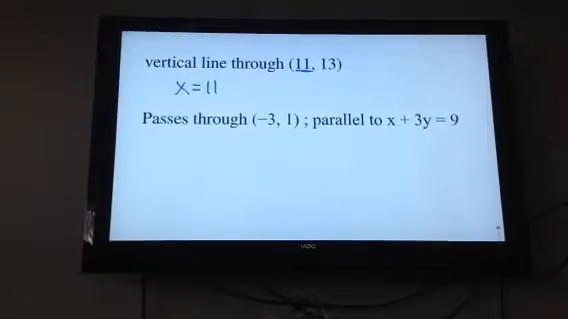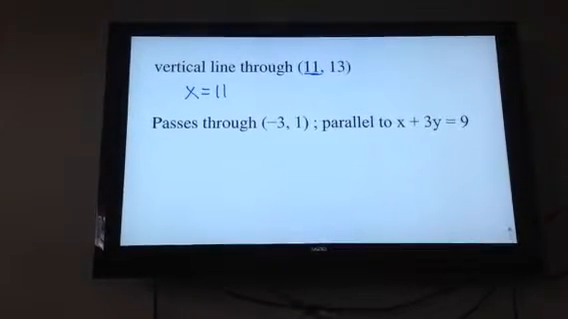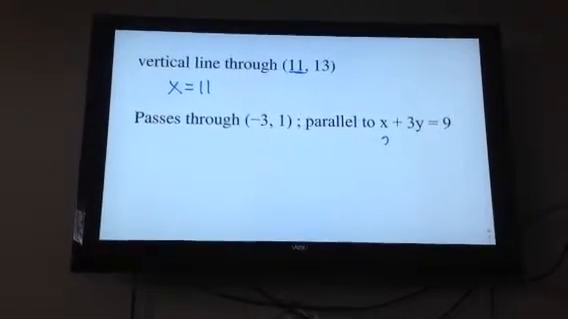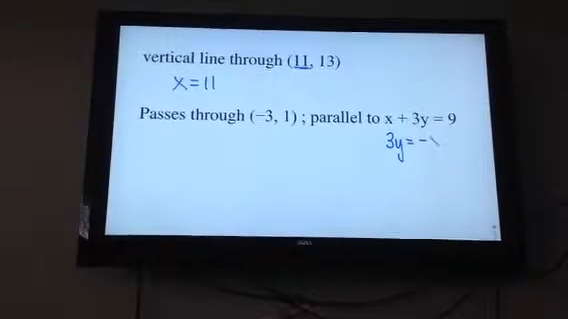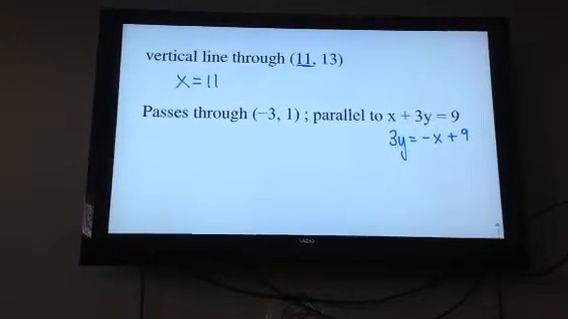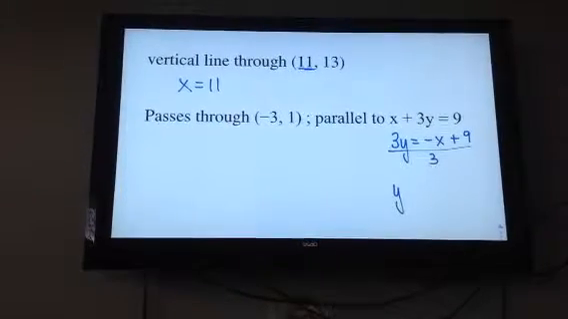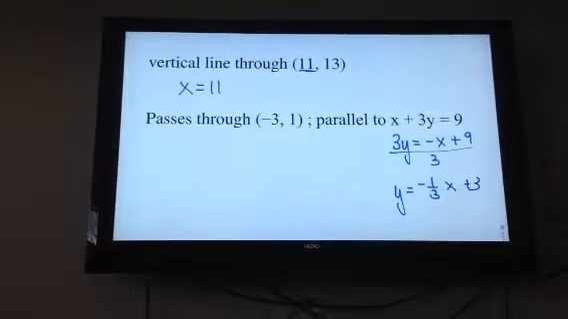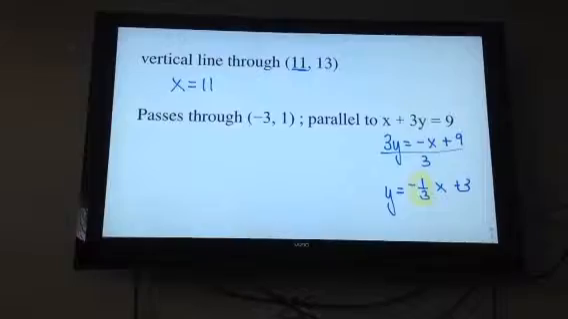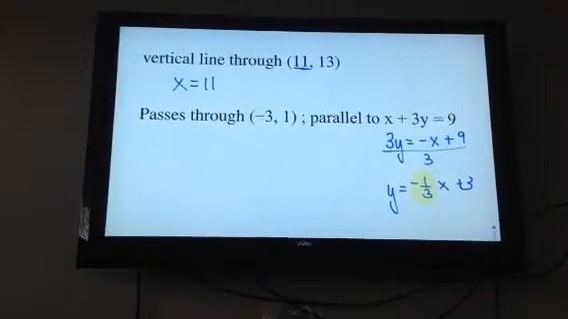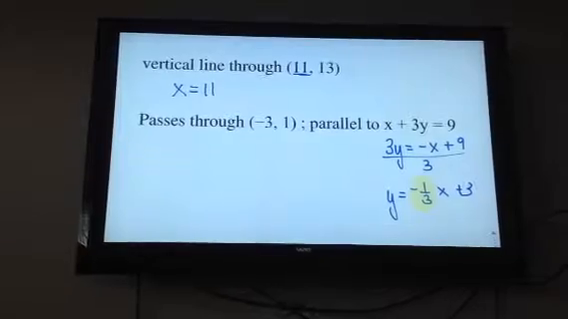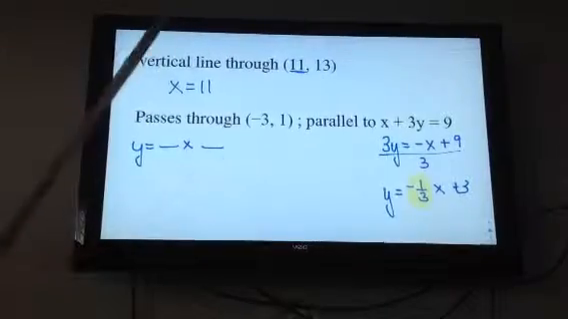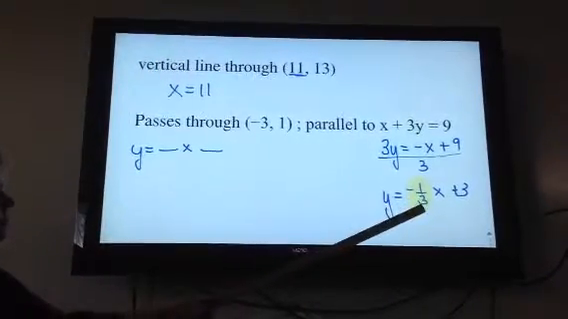To find the slope of an equation, you solve it for y, just like you did today on your assessment. So I solve it for y. Subtract the x. Divide everything by 3. And y is negative 1/3 x plus 3. I am doing that fill in the blank. The slope of this line is negative 1/3.